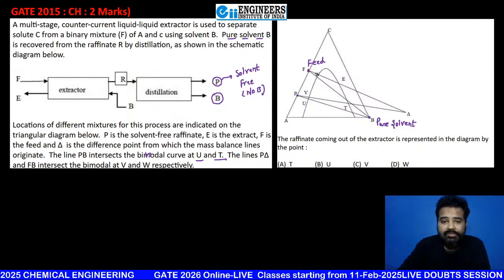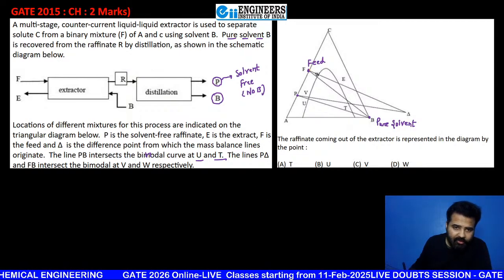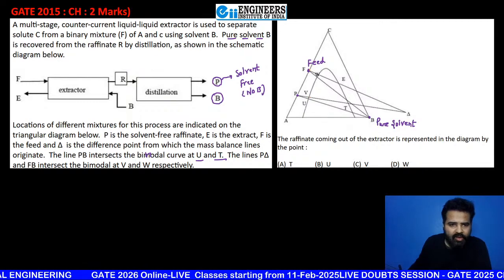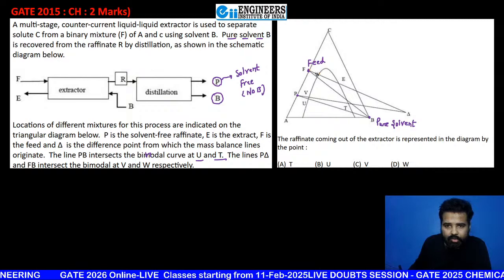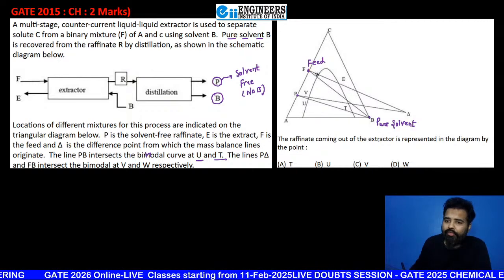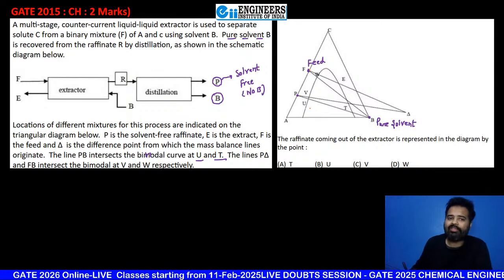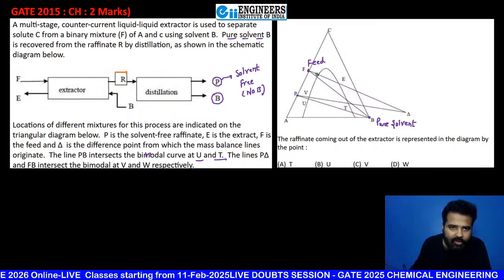The lines P delta and FB intersect the binodal at V and W respectively. Okay, you can see V and U. Where is W? Yeah, this is W. V and W respectively. The raffinate coming out of the extractor is represented on the diagram by the point. That means this R. They are asking about this R.